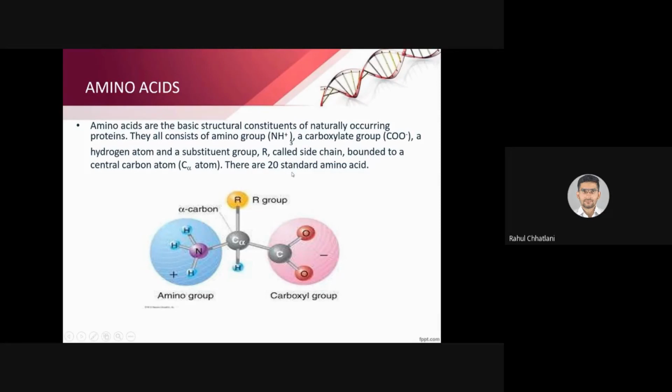There are 20 standard amino acids. All these things we have already discussed. So there is an amino group, NH group, carboxyl group, COO group, R group, that is a side chain, and one hydrogen ion attached to an alpha carbon. You need to remember this: amino group NH3, or NH if it is deficient, because it will form another bond then. Carboxyl group, that is COO minus, R group, that is a side chain, and H hydrogen attached to one alpha carbon, that is alpha C alpha. Yes, it is denoted by C alpha.